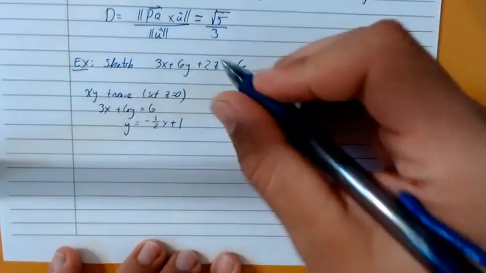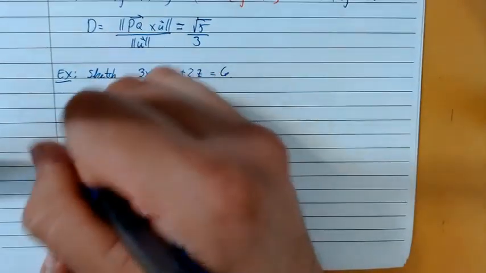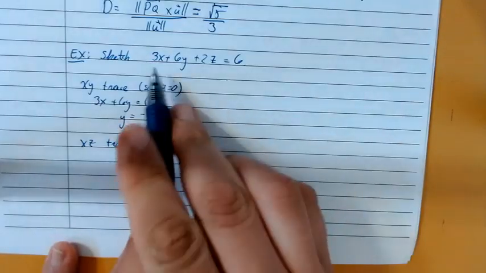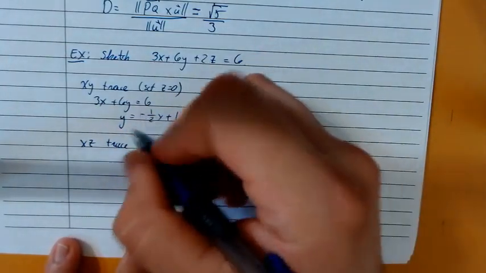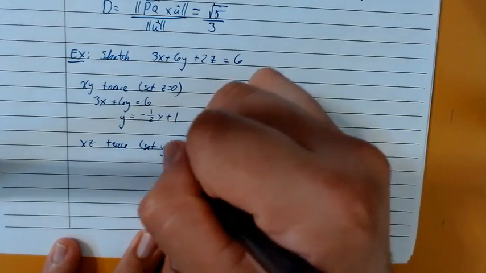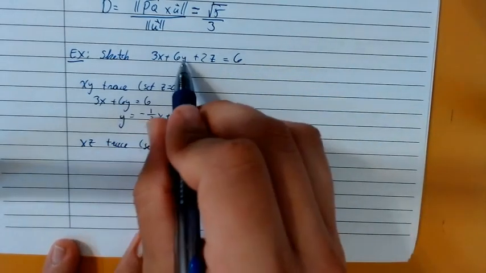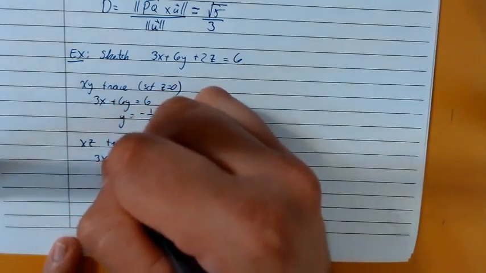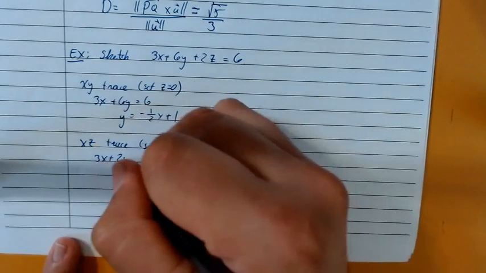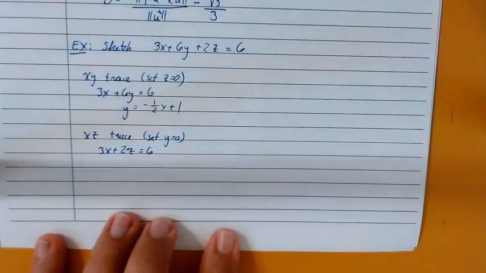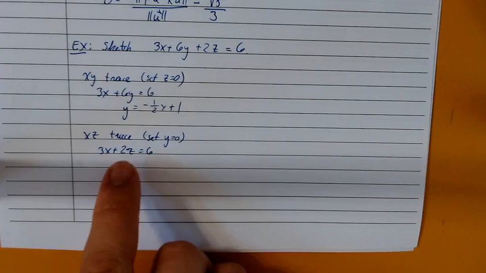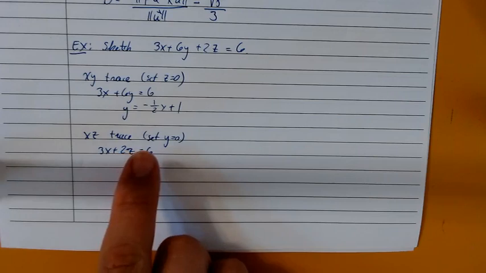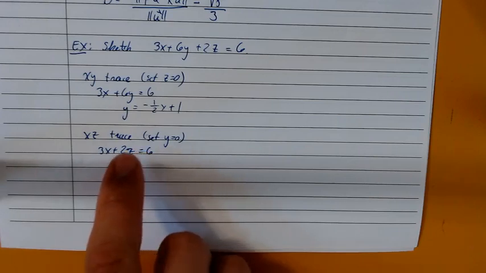Let's consider the xz trace. That's when y is equal to 0. Well, if y is equal to 0, that's 3x plus 2y equals 6. Oh, sorry, 3x plus 2z is equal to 6. There's no y to solve for. Whenever it's just x and z, typically we solve for z. Why? No particular reason. It's just sort of a convention.